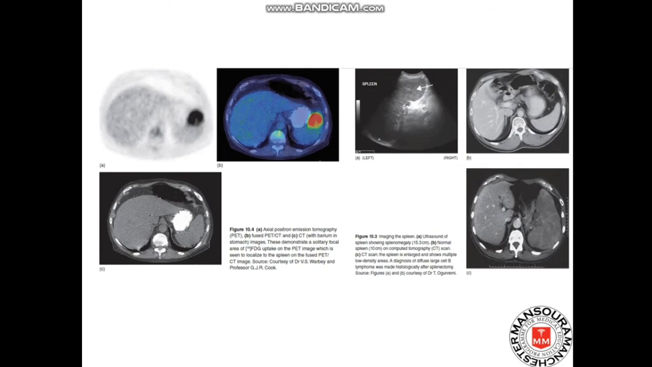This radiology image shows positron emission tomography scanning, called PET-CT. This PET-CT shows enlargement of the spleen, and after splenectomy the case was diagnosed as diffuse large B-cell non-Hodgkin lymphoma, which is one type of non-Hodgkin lymphoma.